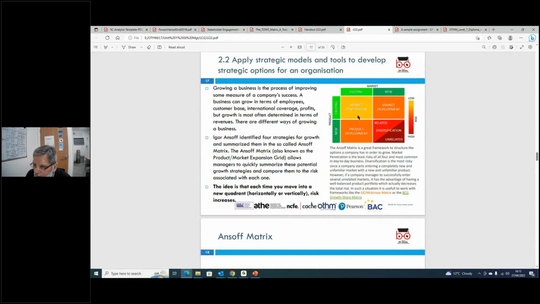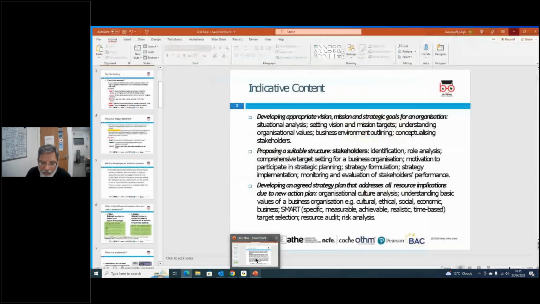Ansoff's model, product development. One is market penetration. One is market diversification. These two are opposites. And then product development, and market development into new and existing markets. These are the four quadrants we talked about yesterday. So you can use that Ansoff strategy.